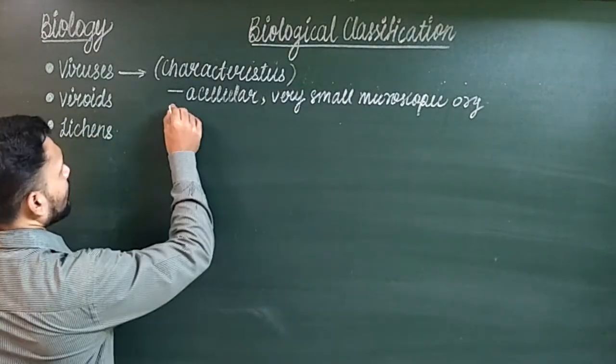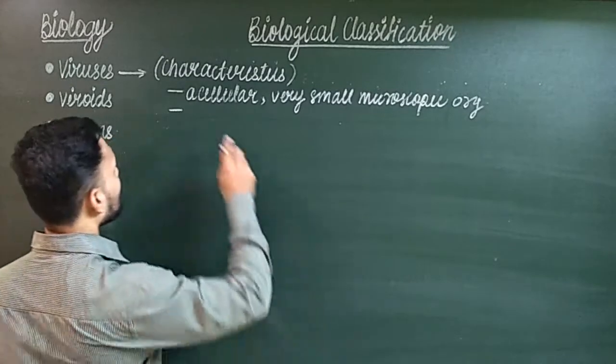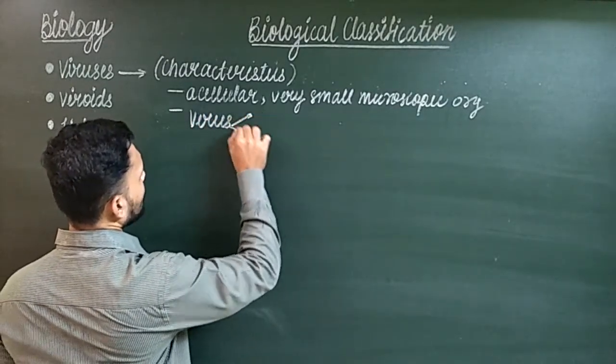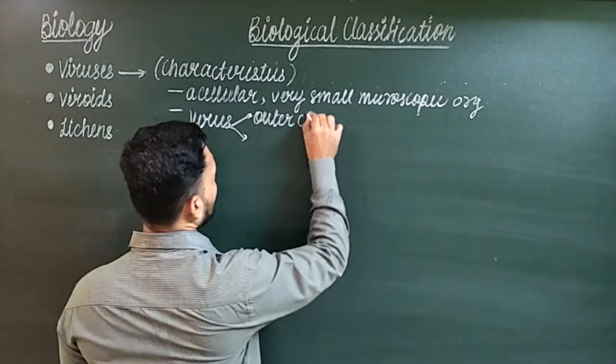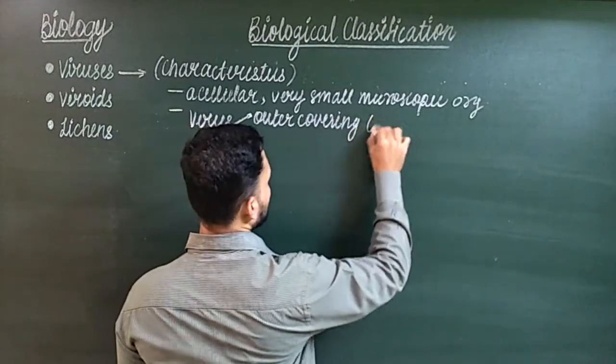Okay. Next one, if we look at the body composition, viruses consist of mainly two parts. First one is the outer covering, which is called obviously the capsid.